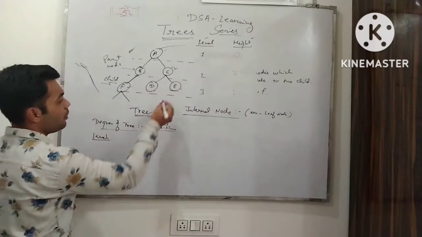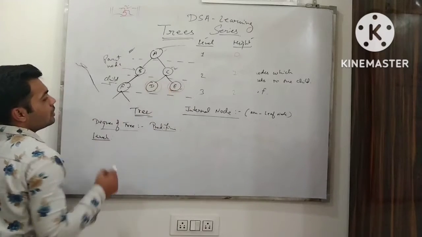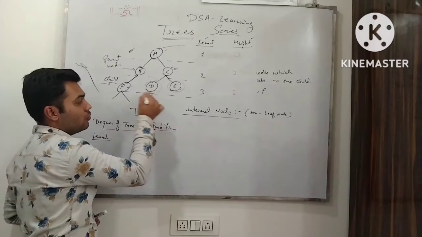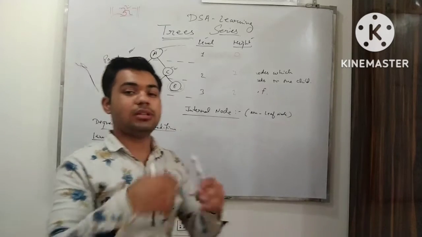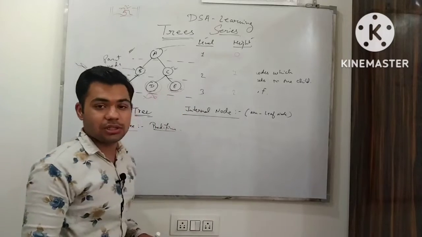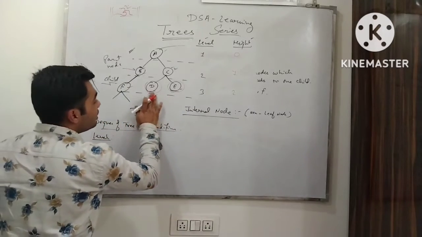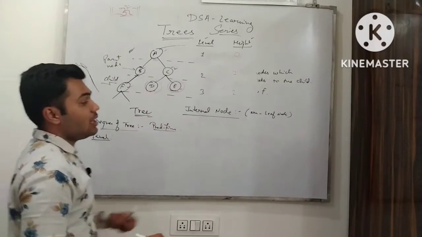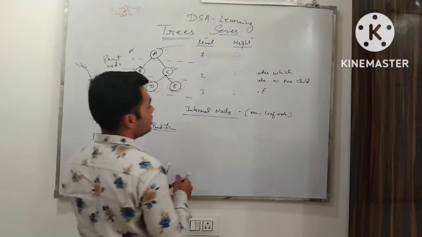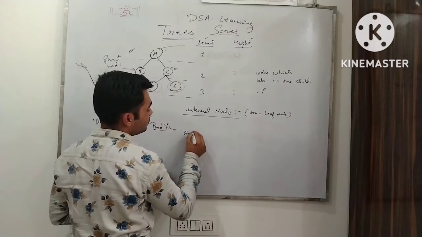If we take the example of E, D, here is there any further link? No, they don't have any further link to their child. They don't have any further classification in their child. So D and E are called the leaf nodes. Okay, and these leaf nodes are called the external nodes.